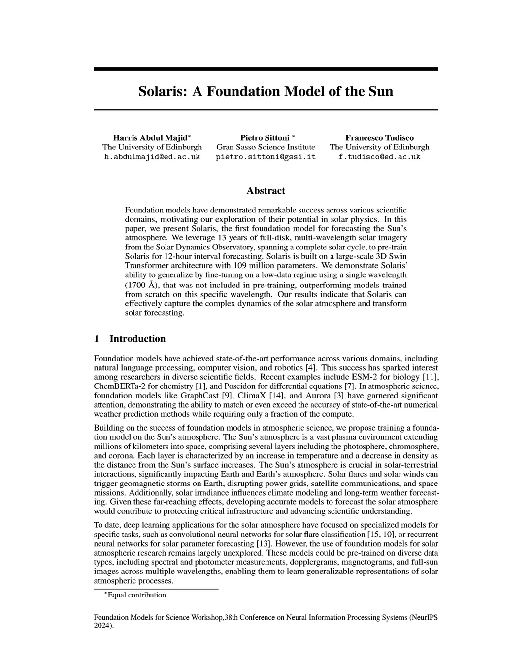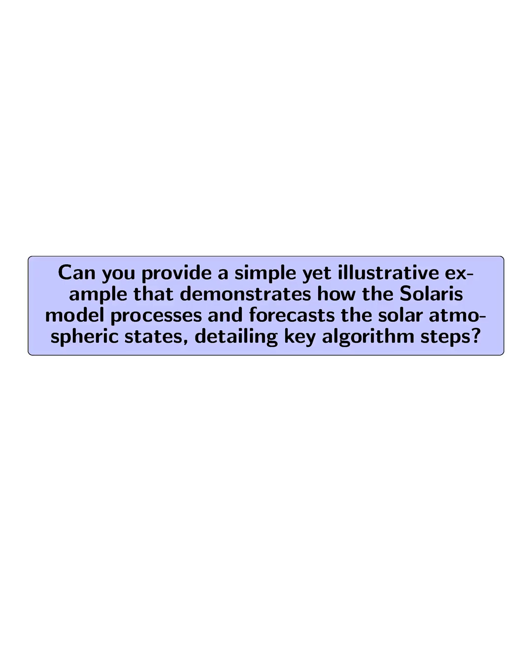To enhance model performance, data normalization techniques are applied, including scaling pixel values to a comparable range across wavelengths, and a transformation that balances sensitivity to both high and low intensity features, ensuring effective learning across the diverse intensity scales present in solar imagery. Can you provide a simple yet illustrative example that demonstrates how the Solaris model processes and forecasts the solar atmospheric states, detailing key algorithm steps?